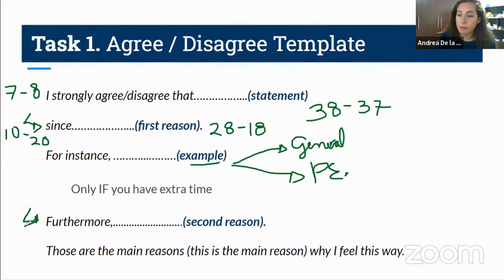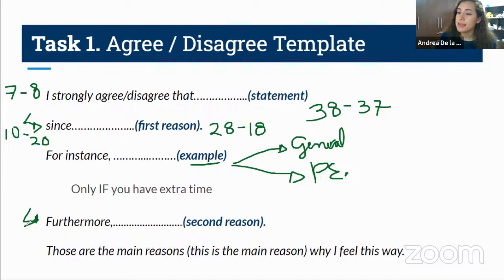So you can talk about that. So you could say, furthermore, another disadvantage of online courses is that students get easily distracted with them, right? And therefore they don't learn as much. So that could be your second reason. The only thing that I would say is that remember that it has to be different from the first. And you don't need to have another example. One example is more than enough. You probably won't have time for two examples.